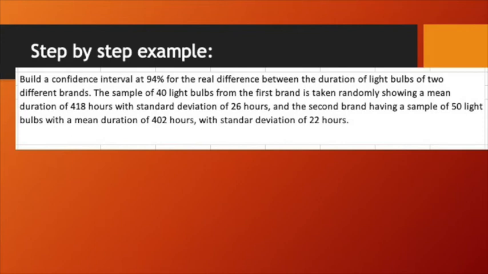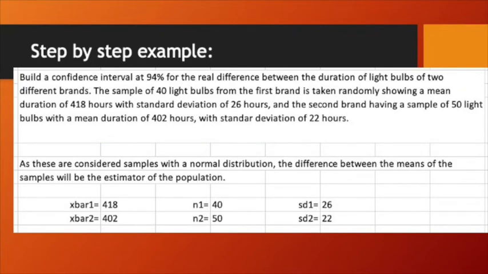So we have this example: build a confidence interval at 94% for the real difference between the duration of light bulbs of two different brands. A sample of 40 light bulbs from the first brand is taken randomly, showing a mean duration of 418 hours with a standard deviation of 26 hours, and the second brand having a sample of 50 light bulbs with a mean duration of 402 hours with a standard deviation of 22 hours. As these are considered samples with a normal distribution, the difference between the means of the samples will be the estimator for the population.